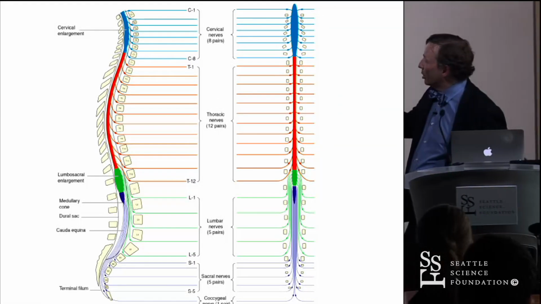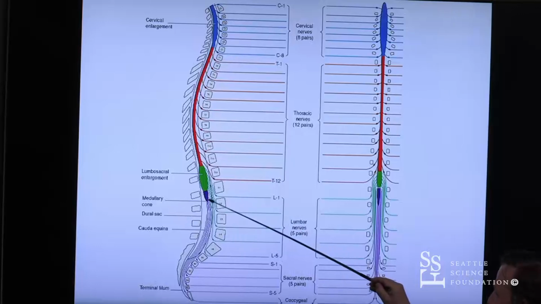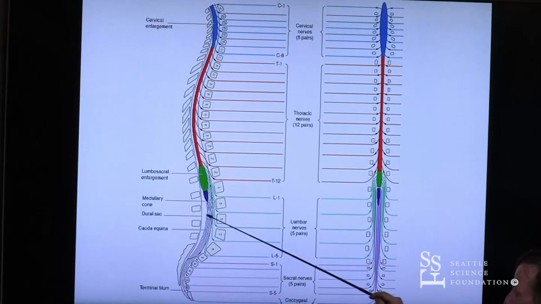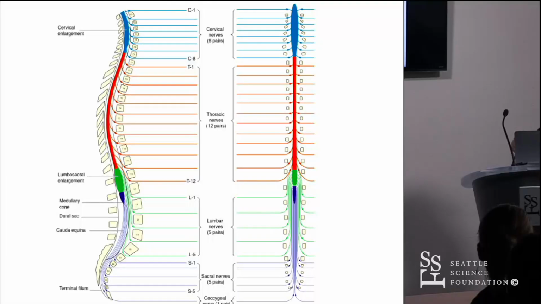So if you do a lumbar puncture that's below where the conus ends, usually at the L1 or L2 interspace, you're not in danger of getting the spinal cord. You could ding one of the rootlets, but that would be as much as you would do.